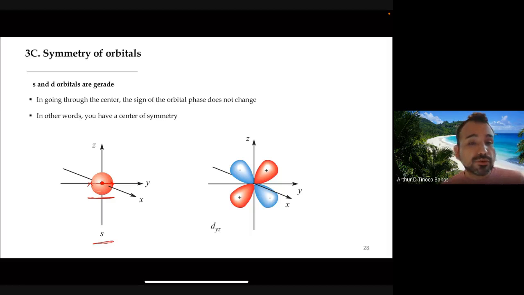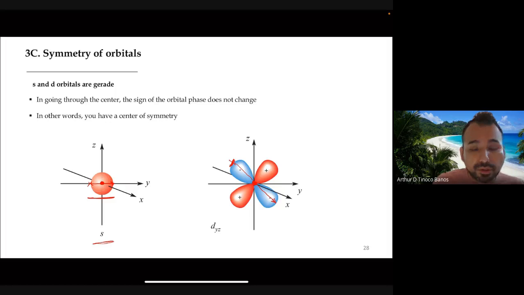Let's do something similar for the d orbital. We're going to define the center. So I'm putting the red dot right here, and I'm going to choose a location. I'm going to put an X right here, and I'm going to invert through that center. So I invert through in an equal and opposite direction, and I land right here. And so what do we see? Did the phase change? The coloration is blue. We see these negative signs. It did not change. And because it did not change, that indicates that this is gerade, but we have to make sure that's true throughout.